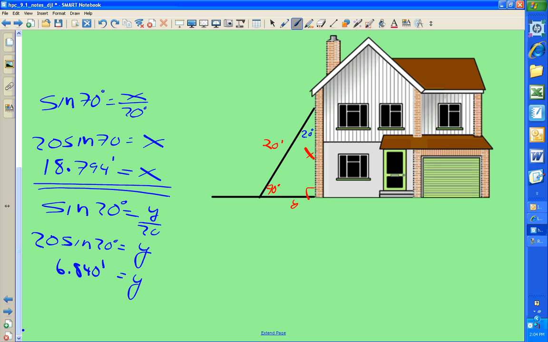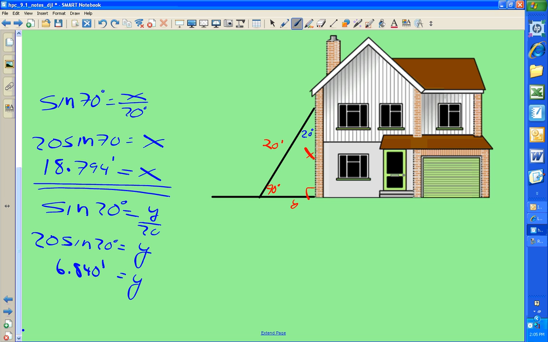That's how you should find X and Y for this. What I don't want you to do is use the Pythagorean theorem once you found X to find Y, because that means you're going to use a rounded value for X to figure out what Y is, and you may be off by the thousandth place. And that's not going to be very helpful.